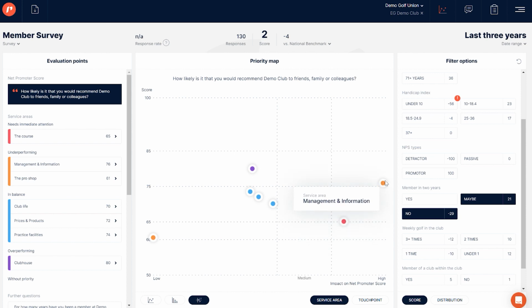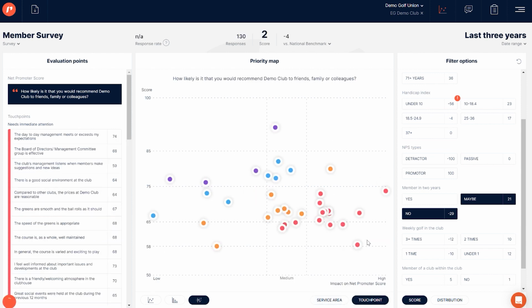Management information is really important for the members that are leaving. It affects them a lot on how they feel about the club. So we'll click on touch points, which is basically the individual questions we ask. And you can see we have quite a lot of questions in a red area. The day-to-day management is rated low, but it's really important. So this is something our potential churns are not happy about.